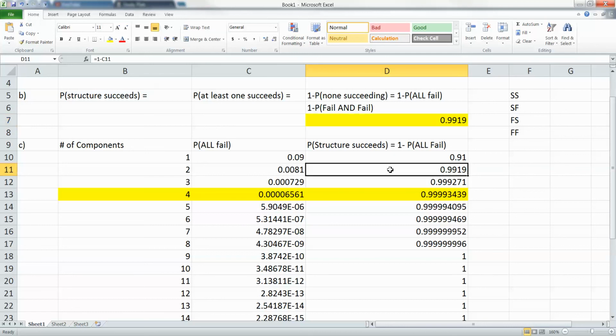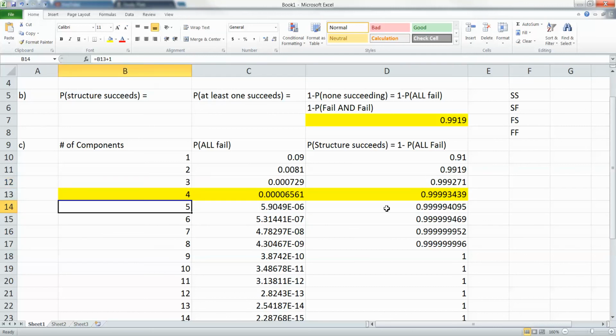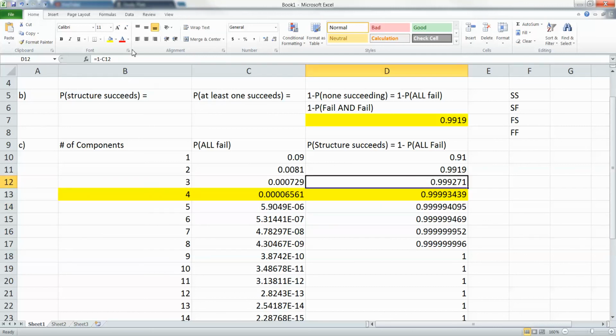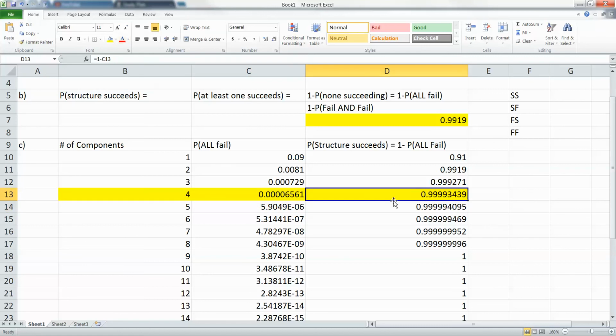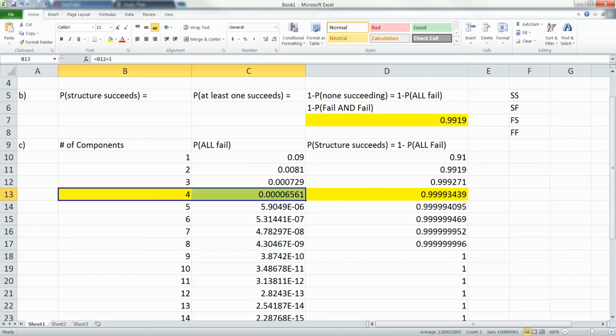And then for C, you're just expanding on that theme. You take that same idea that got us the 0.9919 and expand upon it for 3, 4, 5, 6, 7, 8 components and so on. So you find the probability of all failing, 0.09 to whatever power. And then you take it away from 1, and when it reaches the threshold you wanted, there you go, you've got it. I hope that helps with that problem.